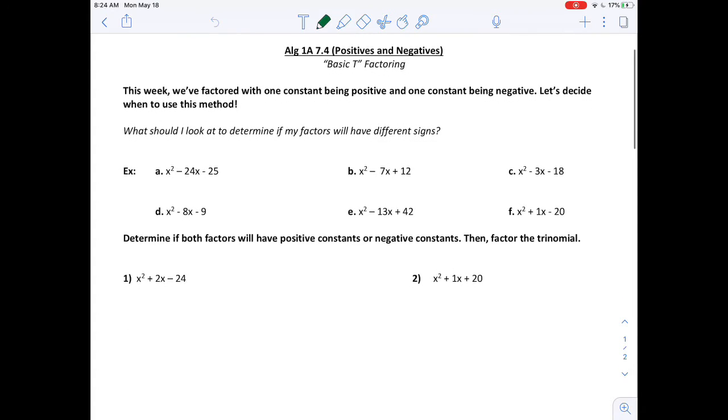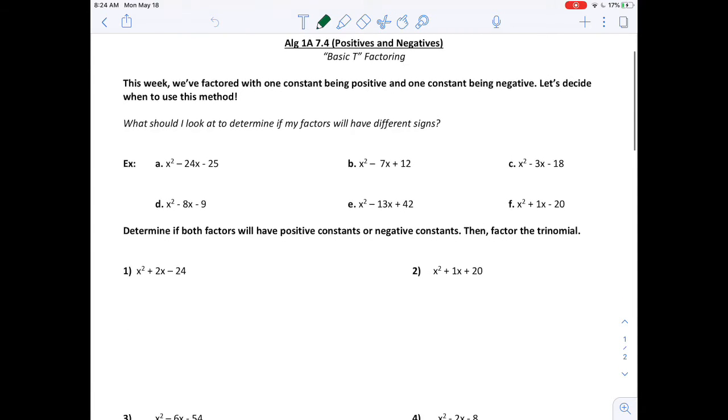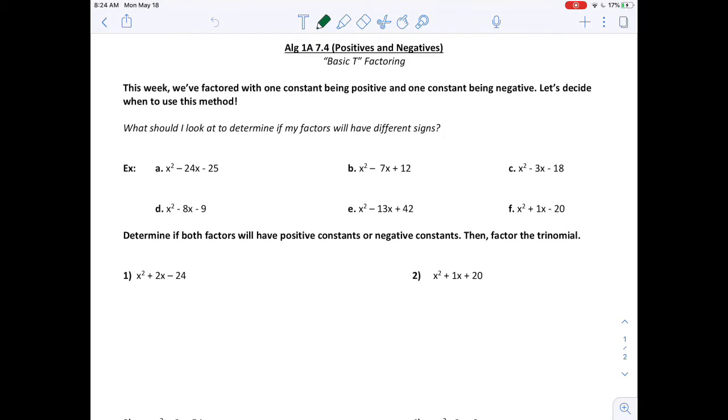That's pretty exciting. Today we're going to talk about basic factoring, but we're only going to talk about when we mix up our positives and negatives. So, for example, something where I might have x plus 3 and x minus 2, something like that.